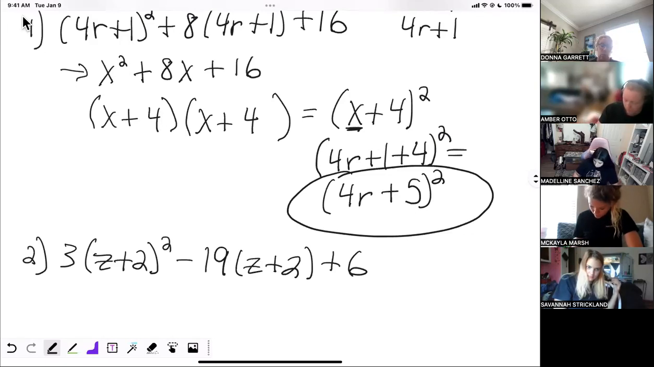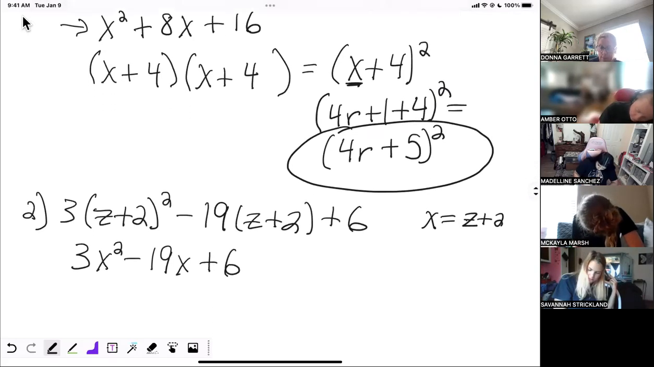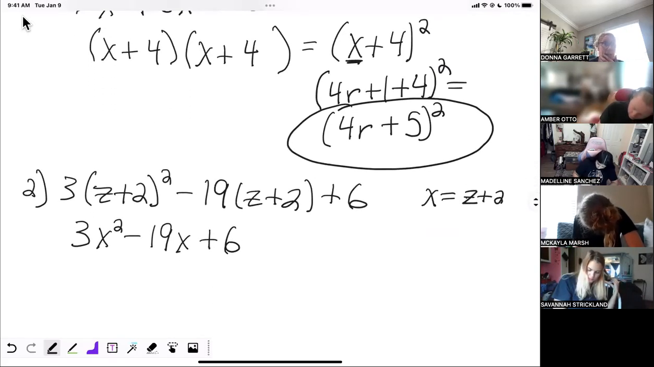All right, so I don't like the z plus 2. I don't want to factor z plus 2, so I'm going to make that my x. So x is equal to z plus 2. And that means wherever z plus 2 is, I'm going to replace it with x. So I have 3x squared minus 19x plus 6. And now this is definitely something that I can factor.